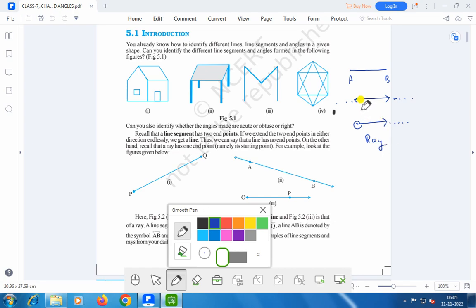Right? This is a line and this is a line segment. That means a line segment has a fixed value of length. Length is fixed from here to here, but a line doesn't have a fixed length. Length is infinite. And in case of ray also, there is only one endpoint, but we cannot define the length of the ray, right?